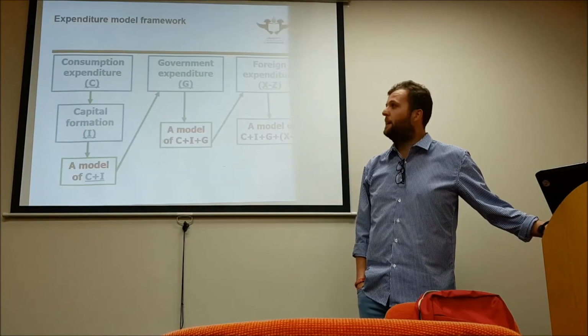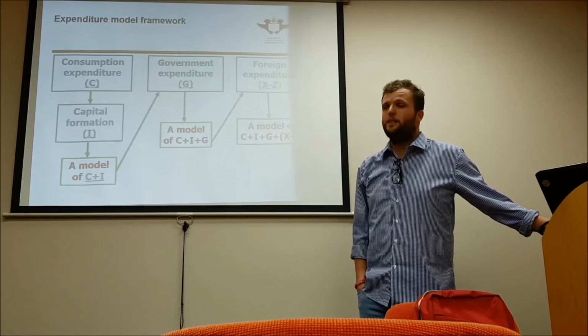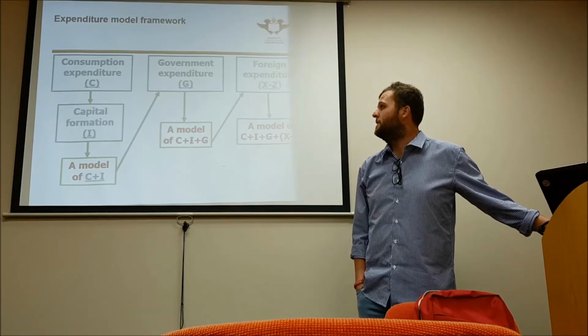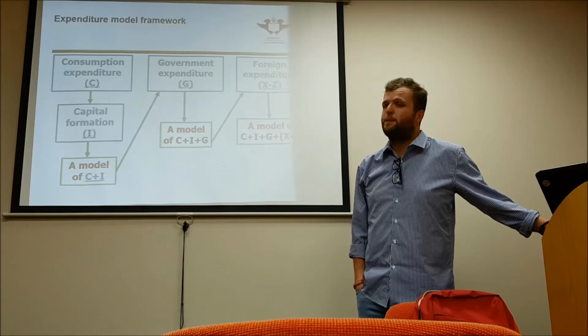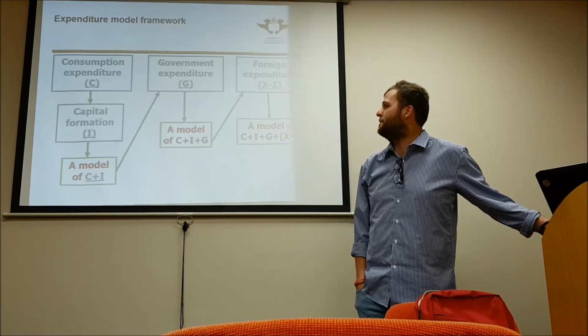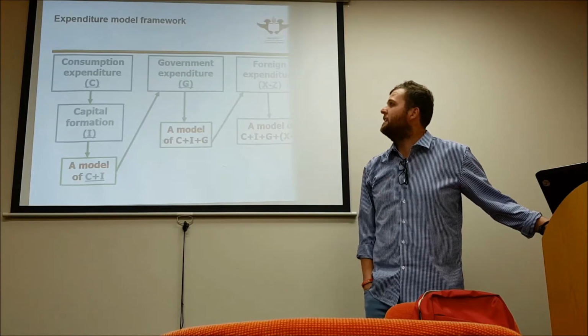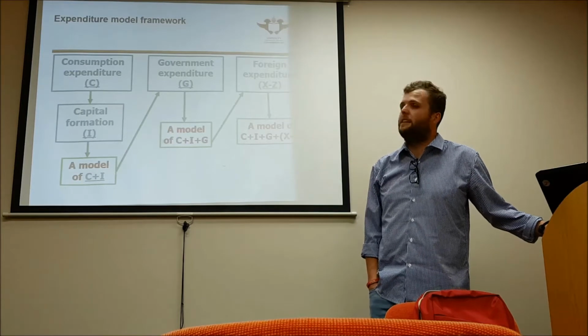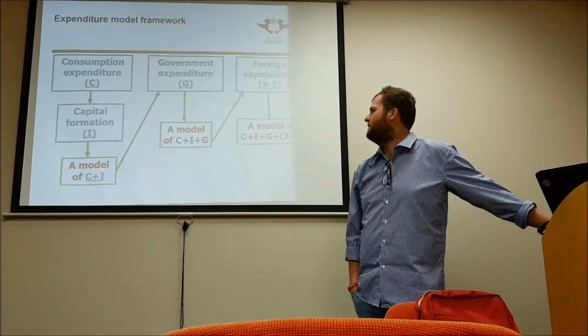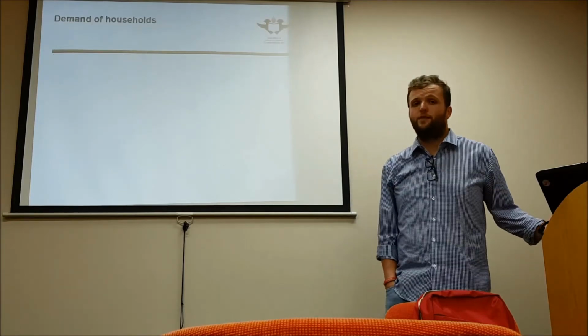So the people that spend money. Firstly, C, which is consumption expenditure by households. I, which is investments, capital formation. Then G, which is government spending, and then the foreign sector to complete your model. Okay, we'll focus on C and I, and then go to G, and then do the full sector model. Okay. So let's start with C.